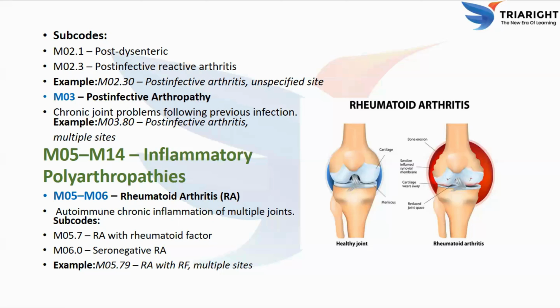At the right side, you can clearly see the picture of rheumatoid arthritis. This is a healthy joint. This is a rheumatoid arthritis joint. Here you can see smooth cartilage, normal synovial membrane, clear joint space, and there is no swelling. Whereas in the rheumatoid arthritis joint picture, you can see the swollen, thickened synovial membrane. Erosion of bone surfaces also takes place, cartilage is wearing away, and a narrow joint space is present in rheumatoid arthritis.